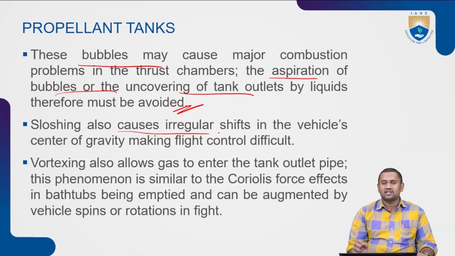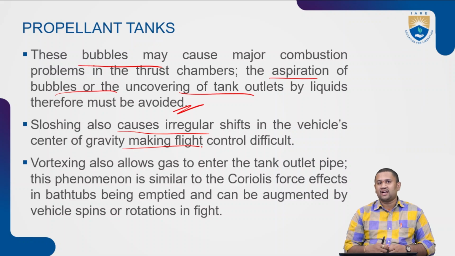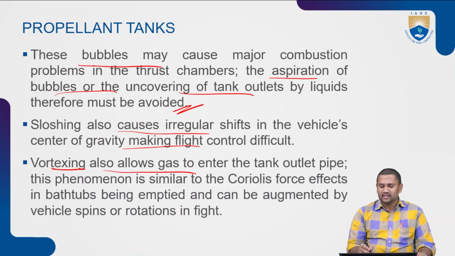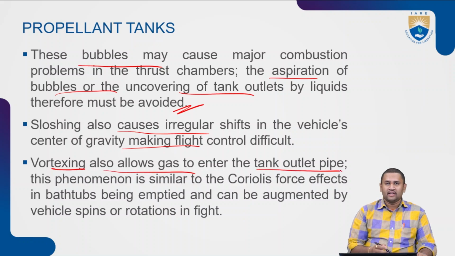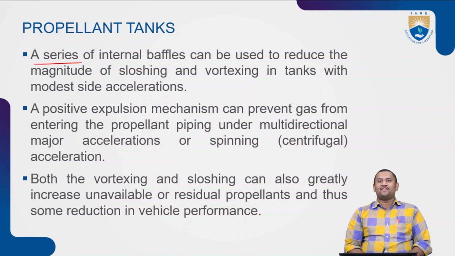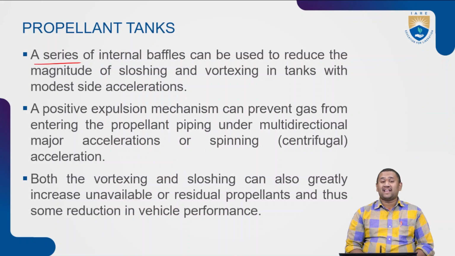Sloshing can also cause irregular shifts in the vehicular center of gravity, which makes flight control a difficult task. Vortexing is another phenomenon that allows gas to enter the tank outlet pipe, and it is similar to Coriolis force effects in a bathtub that is being emptied and can be augmented by regular spins or rotation in flight. A series of internal baffles can be used to reduce the magnitude of sloshing as well as vortexing in tanks with modest side acceleration.